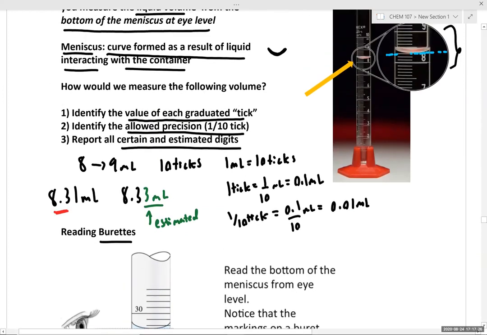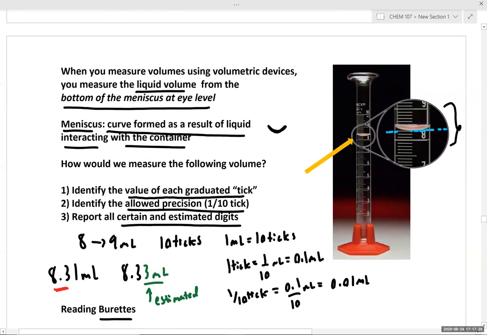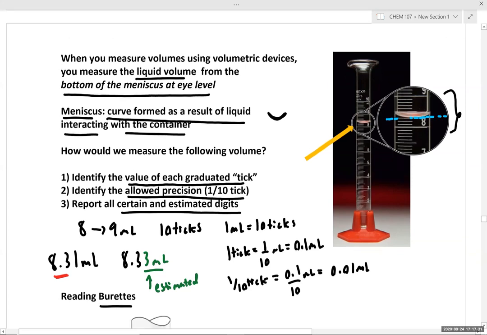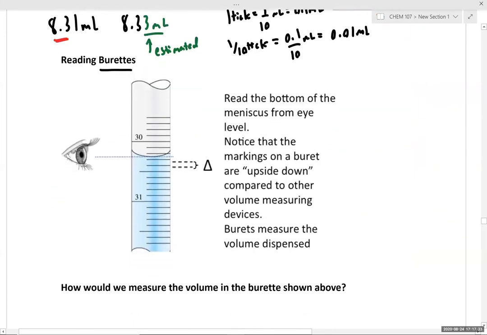So if we look at our graduated cylinder, it counts from 0 to 10 going up. The number 0 starts from the top instead of starting at the bottom. Exactly. I like to think of a burette as a graduated cylinder flipped upside down. So 0 is on top and typically 50 is on the bottom. So a burette is measured from top to bottom because a burette tells you the volume dispensed.